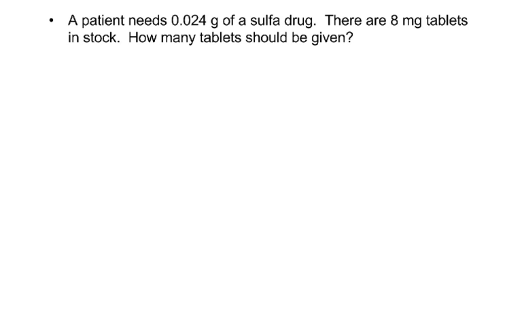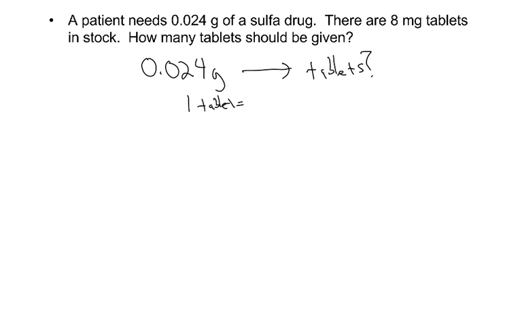So we were given that the patient needs 0.024 grams of the sulfa drug, and we want to convert that into how many tablets they should be given. Right off the bat, we know that each tablet is 8 milligrams, so we can write the conversion factor that one tablet is 8 milligrams. But we weren't given milligrams, we were given grams.